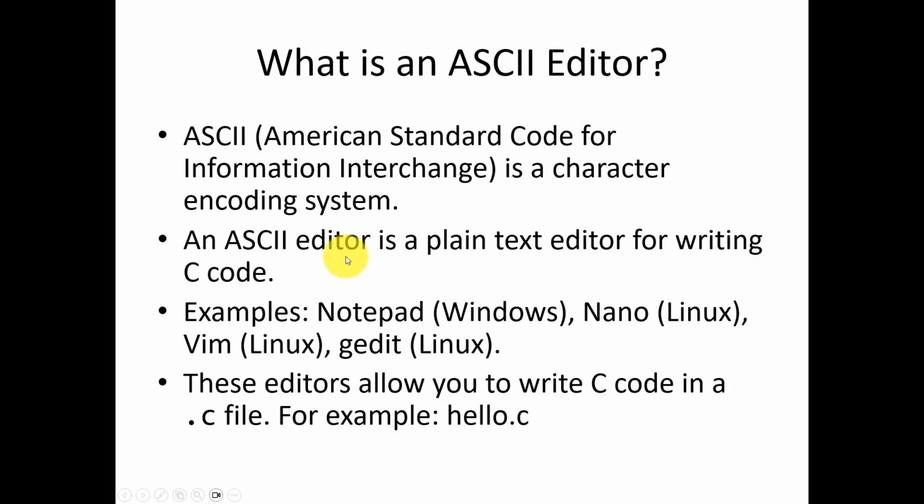An ASCII editor is just a plain text editor for writing C code. And here you have a few examples: Notepad for Windows, Nano for Linux, Vim for Linux, Gedit for Linux. All these editors allow you to write C code in a C file with the extension .c. Here you have an example of how your C source code file should look with the extension .c.